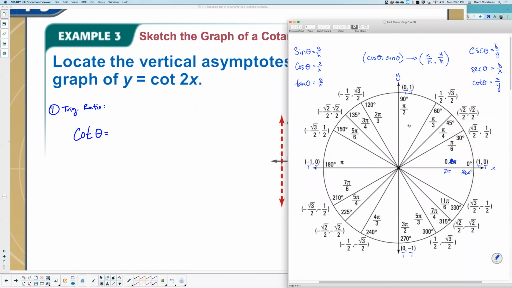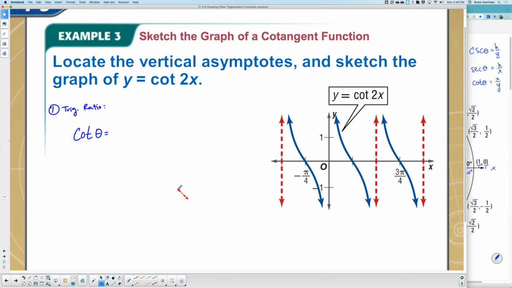I always say sine is y, cosine's x, tangent is y over x. I don't ever say cotangent. What is cotangent? X over y, which means step 2 for the first time today is going to look different for us. Step 2 is no longer going to be where x equals 0. Step 2 is now going to find where the denominator equals 0. We're now going to look for where y equals 0.